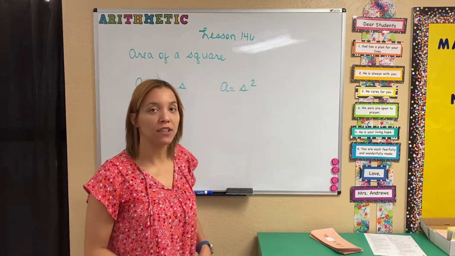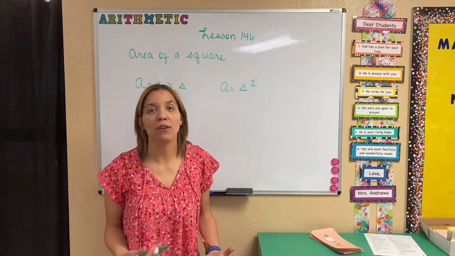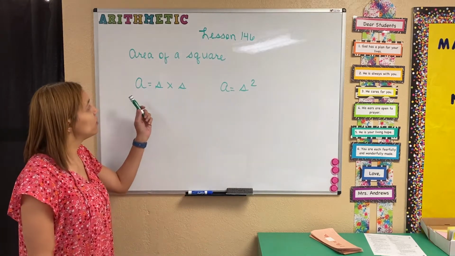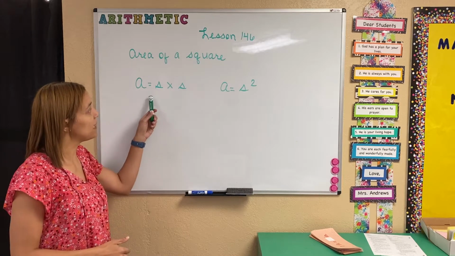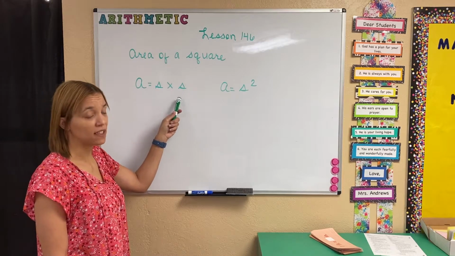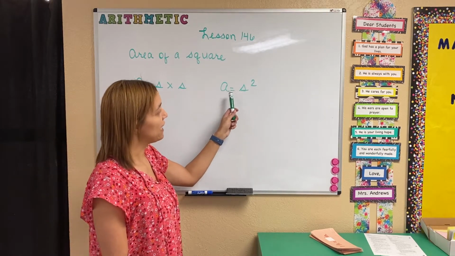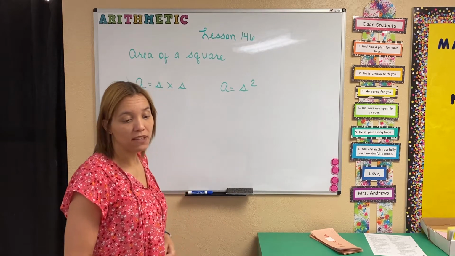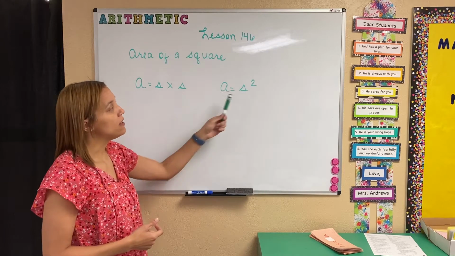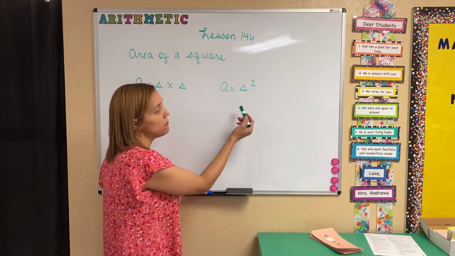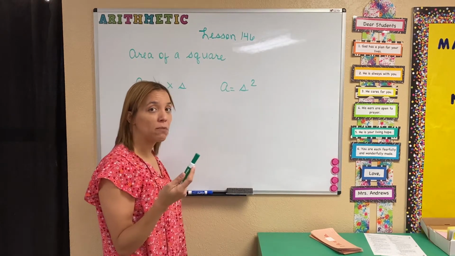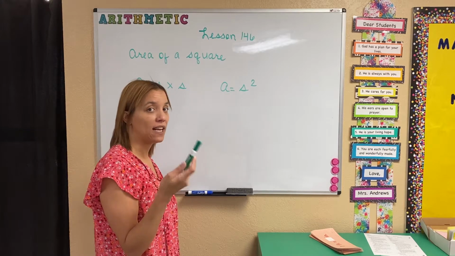So today we're going to cover the area of a square. How can we figure out what the area of a square is? We have two different formulas. The first one is A equals S times S, which means area equals side times side. The other formula, A equals S squared. When you see S squared, it means that whatever this number is, you are going to multiply it by itself, a second time.